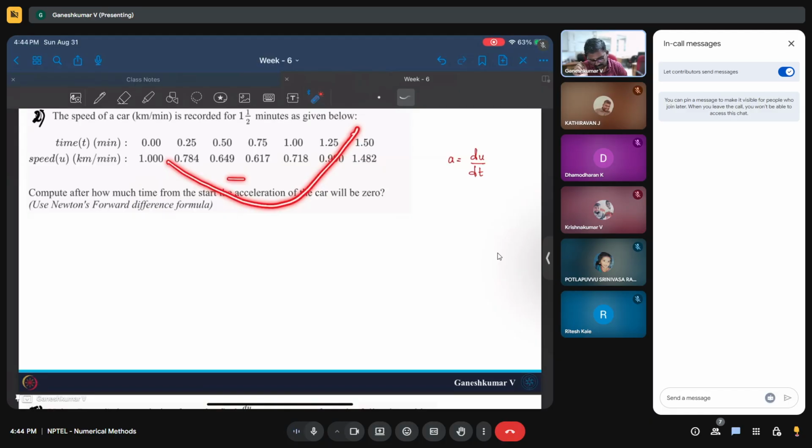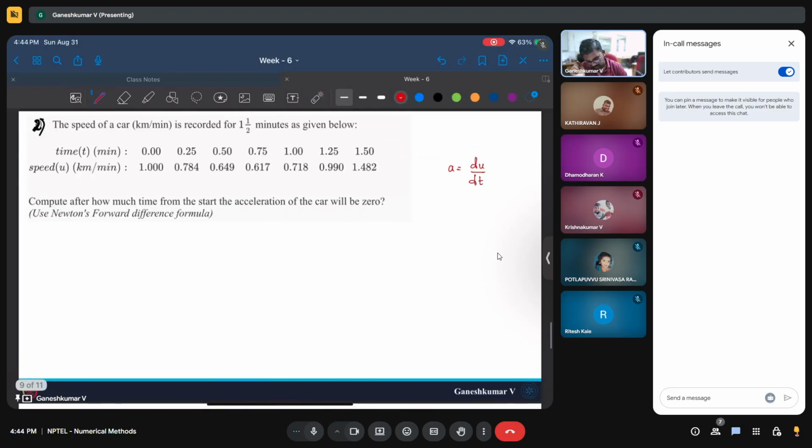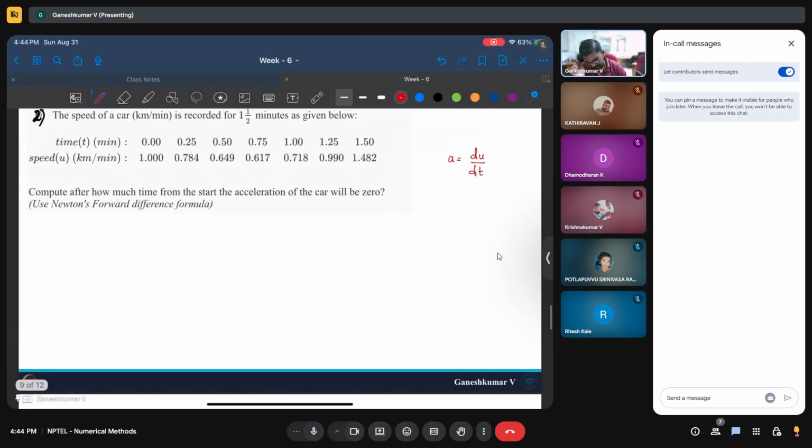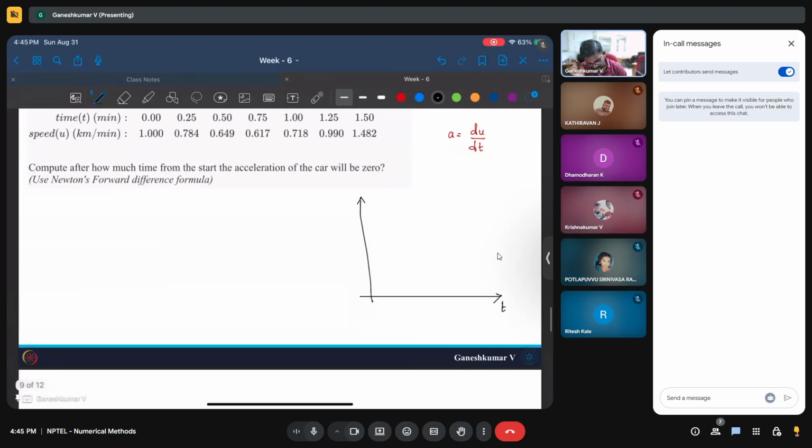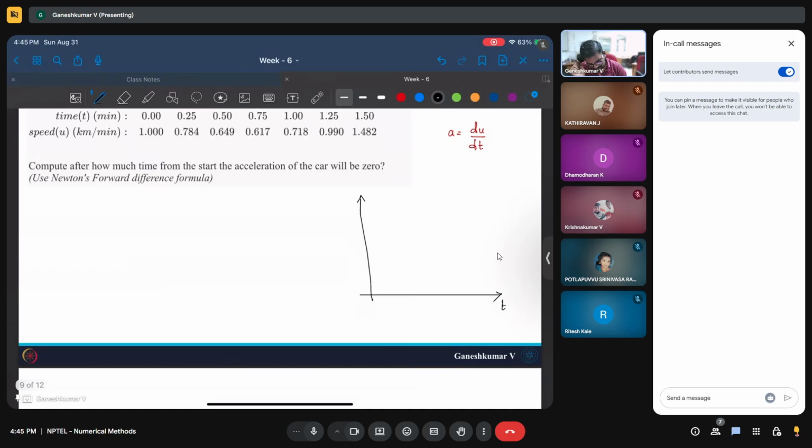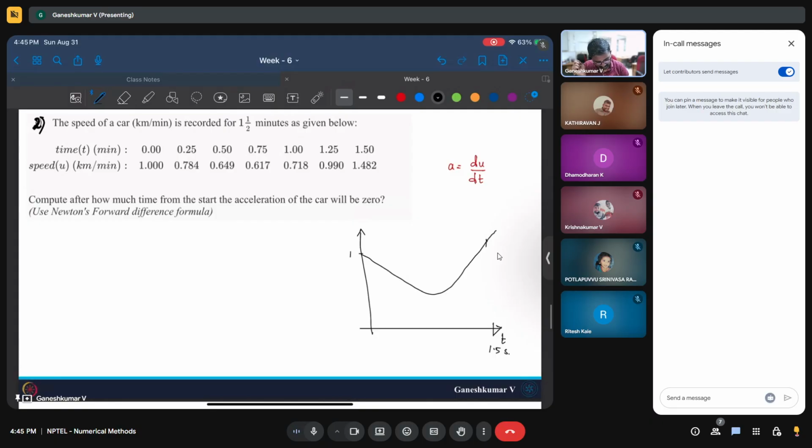Now, let's say if I want to plot it, with respect to time, let's say I'm plotting velocity. It starts at 1, then comes down like this and then goes up like this. This is your end time, somewhere this is 1.5 minutes.